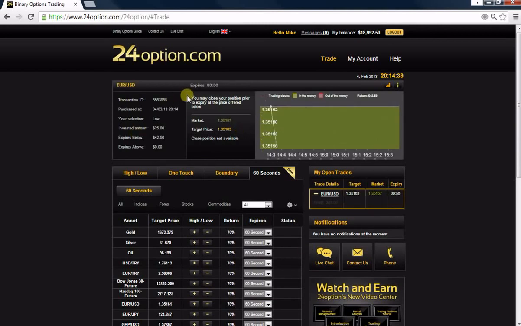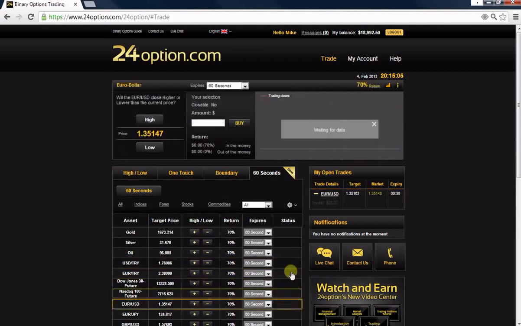Okay, we purchased a put, and we're going to watch to see what happens. What's different about the 24options platform from other platforms is that you have to click in order to prepare your next trade. This is the current trade, and it looks like we're winning it, but we want to get the next trade ready, Euro US dollar.